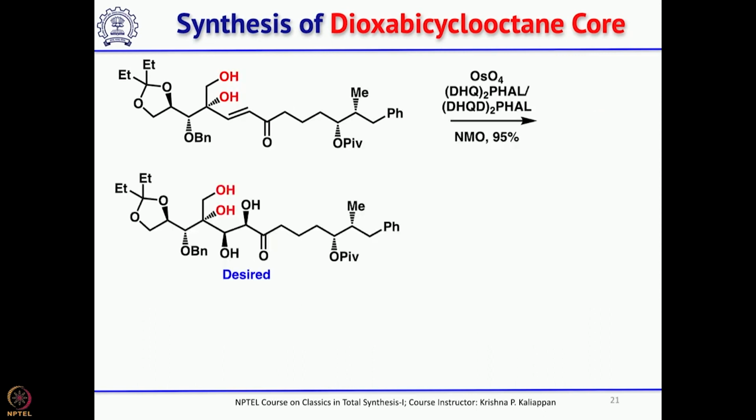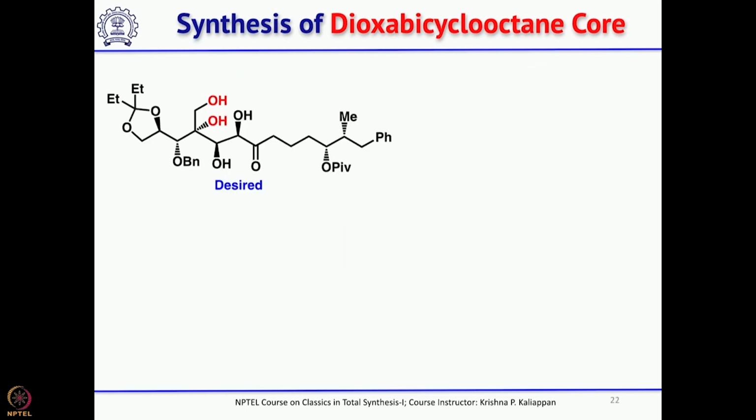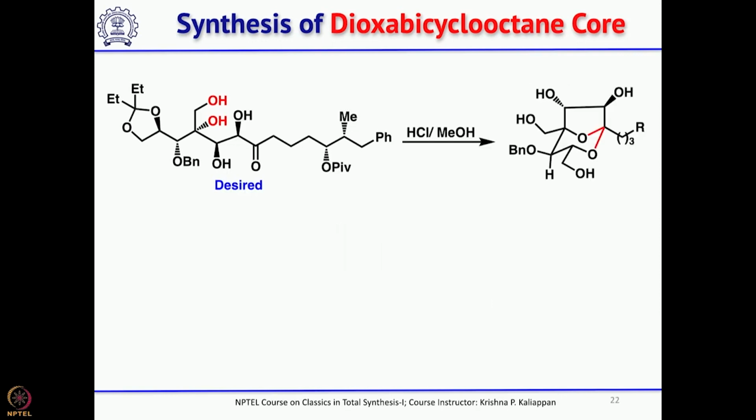And this enone can be subjected to Sharpless asymmetric dihydroxylation. So the Sharpless asymmetric dihydroxylation gave this as the major product, where the 2 hydroxyl groups are coming from the beta side, and also some amount of alpha, but the desired beta diol was obtained. The desired compound was taken and moved forward. So if you treat with HCl and methanol, what will happen? This whole group will go. So that will form a diol.